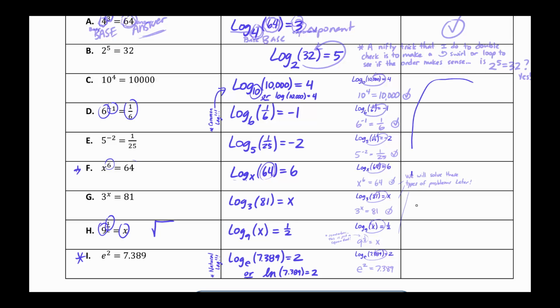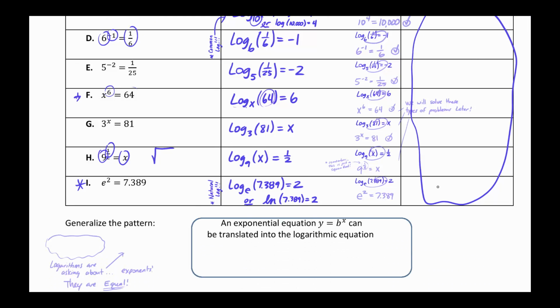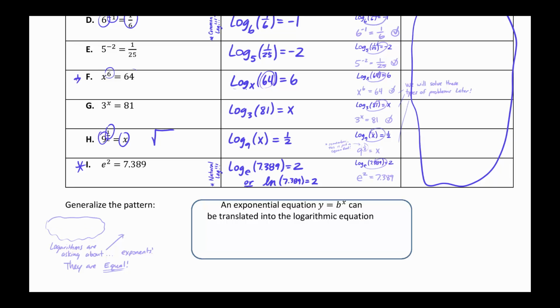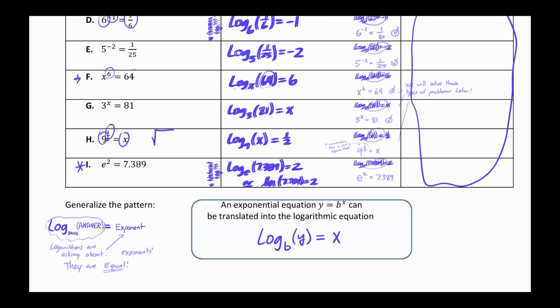If for any of those you didn't get the correct answer, go ahead and just write that over here so you'll know for the future. Let's go ahead and generalize this pattern. So firstly, when we write logarithms, it will always be a log, a base, of an answer equals the exponent. Logarithms are asking about exponents. A logarithm is another name for an exponent.